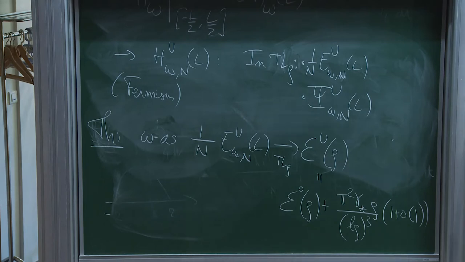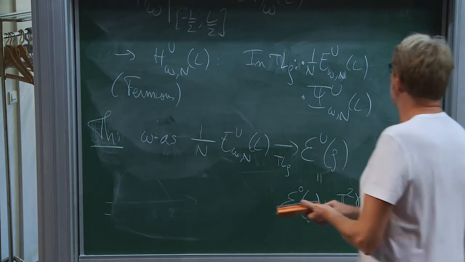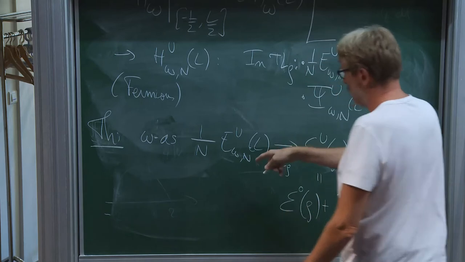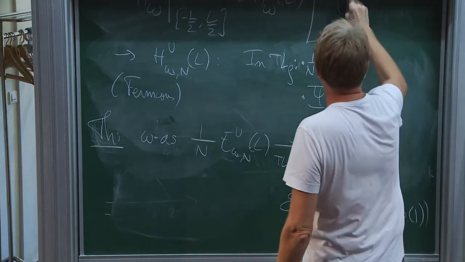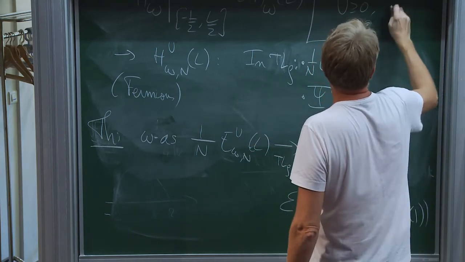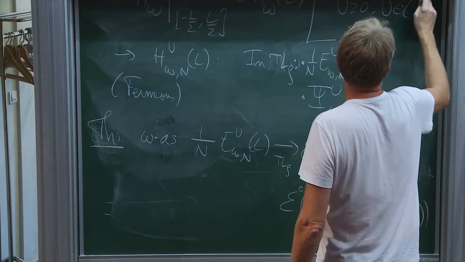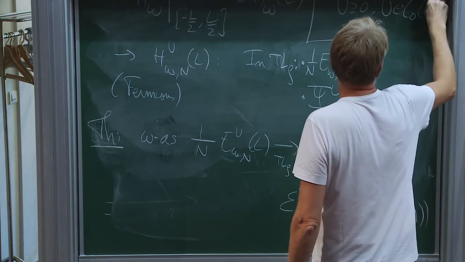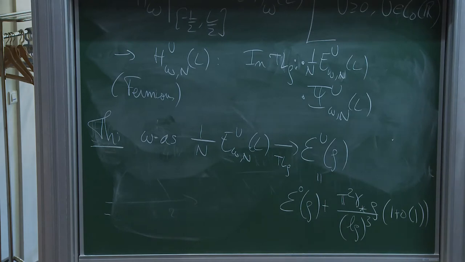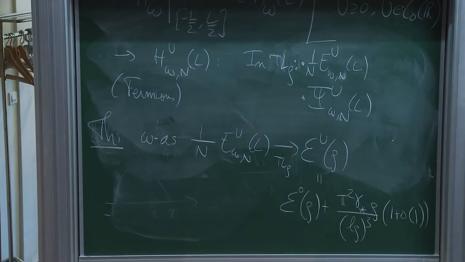Okay. Oh yeah, here I need to assume, I didn't do this before for U non-compactly supported, that U is of course positive, and let's say U is continuous with compact support over R. I take U just compactly supported, so it's finite range interactions.